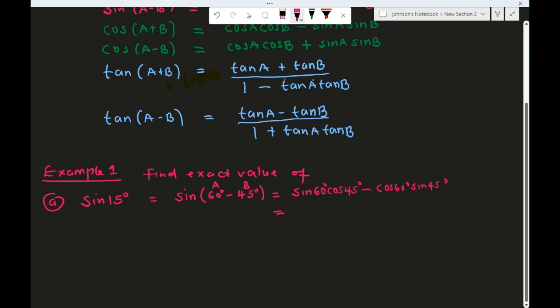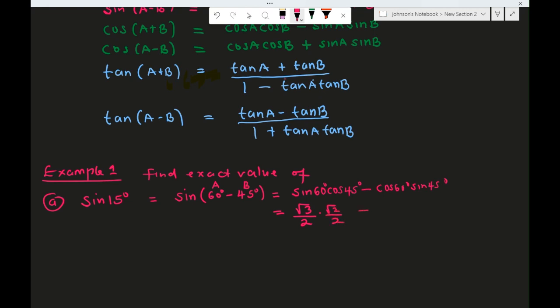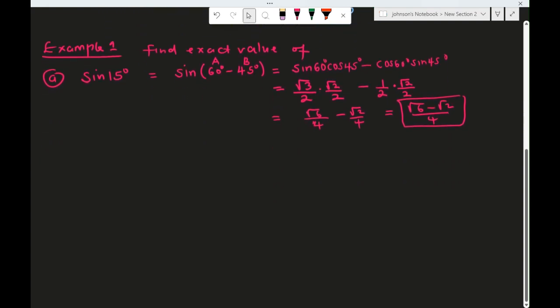These are known. Sine 60 is root 3 by 2. Cosine 45 is root 2 by 2. Then minus cosine 60 is 1 over 2 times sine 45, root 2 by 2. So this will be root 6 over 4 minus root 2 over 4, which will give us root 6 minus root 2 all over 4. So this is the exact value.